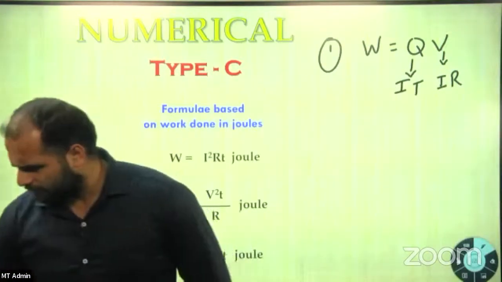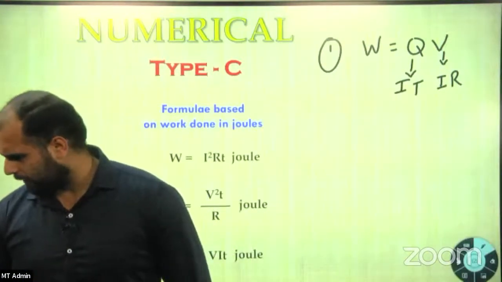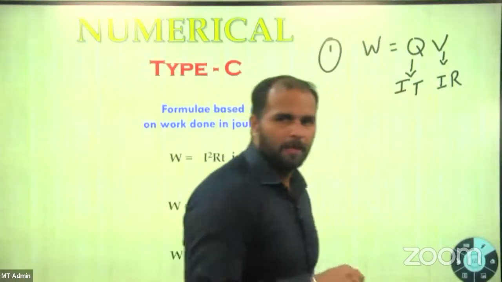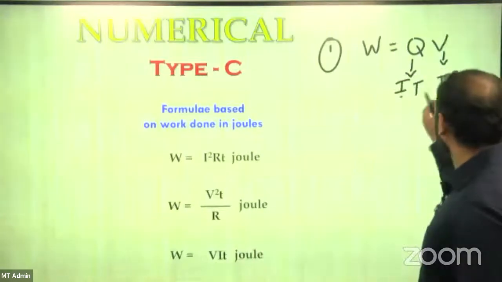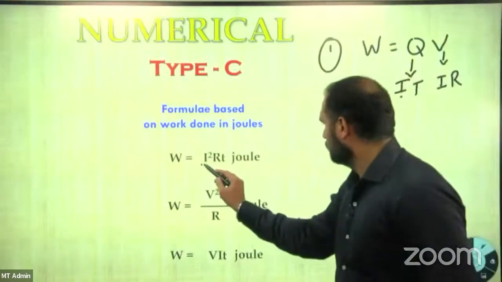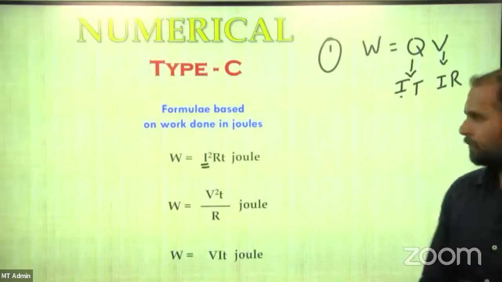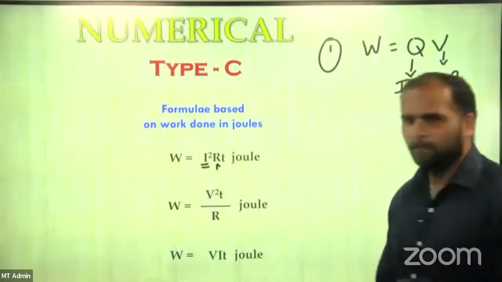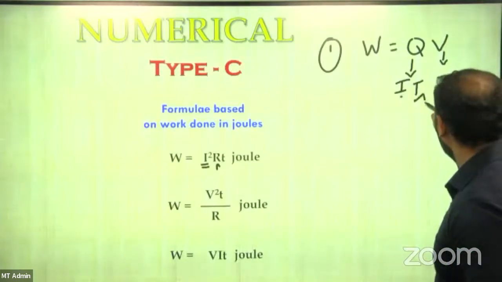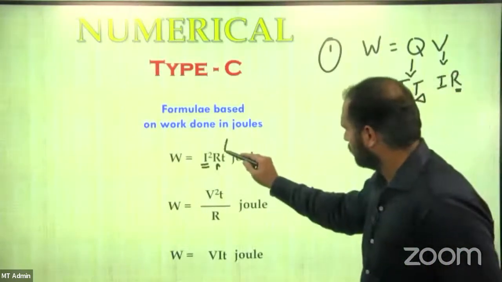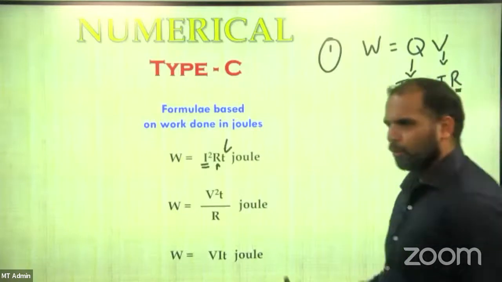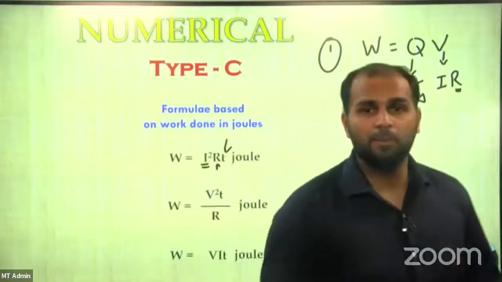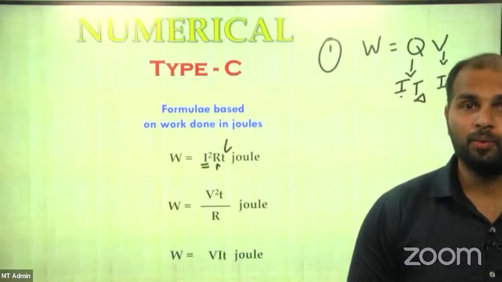Are you all able to understand this? Please put in the chat box so that I can understand. Very good. Okay. Now this I into R, we get I square R. This R is nothing but this part, and this T is this part. So we get the work done formula as I square R into T.